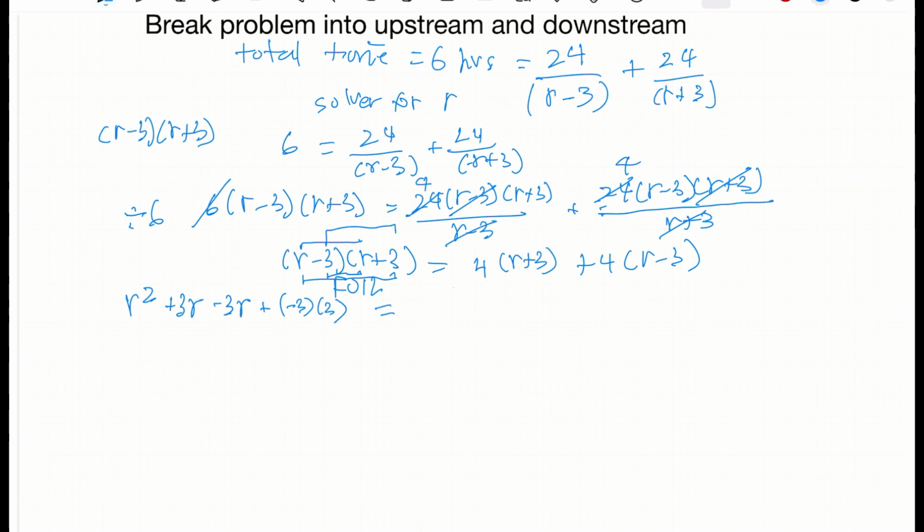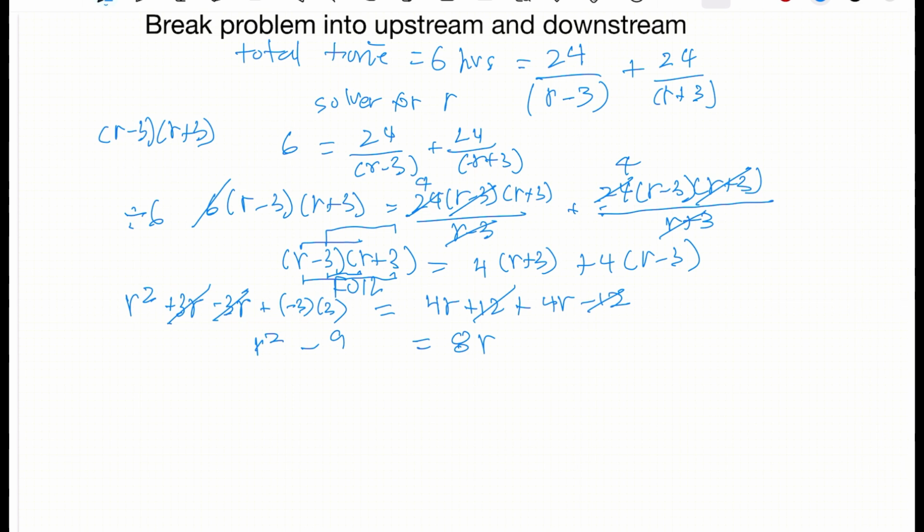Now let's multiply these terms out. So we get 4r plus 12 plus 4r minus 12. Now we can start canceling things out and simplifying. These plus 3r and minus 3r cancel. We've got 12 minus 12. So let's just combine terms. So now we've got 8r is equal to r squared minus 9.